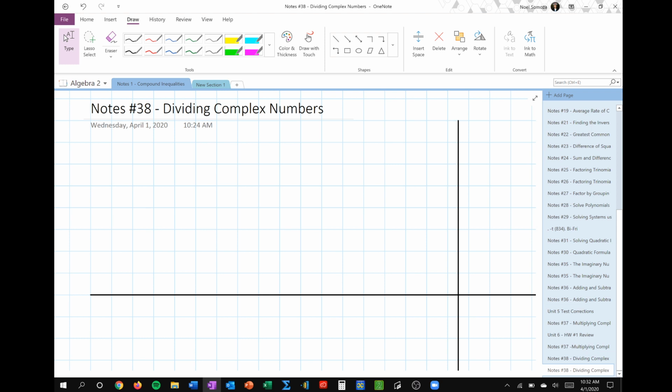Cool. Okay. So here's what we're going to take a look at today. Last time, last week on Friday, we looked at multiplying complex numbers. Today we're going to finish up the second half of that lesson, kind of split it into two. So today we're going to look at dividing.